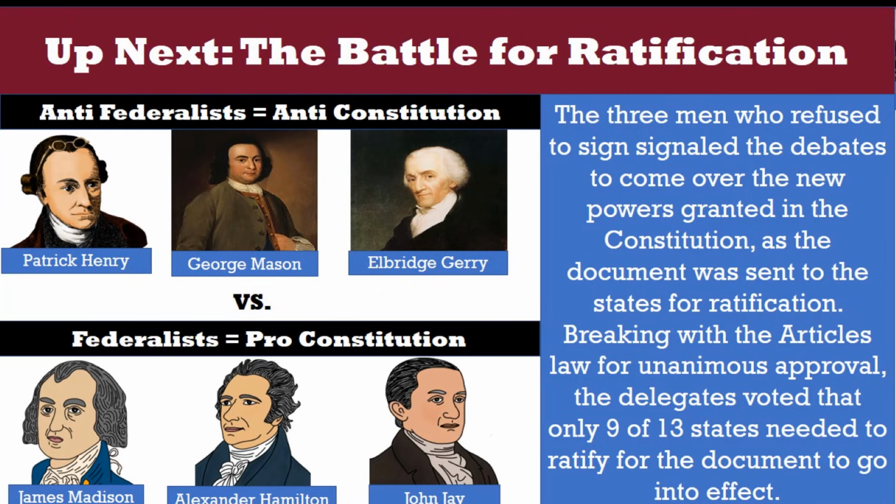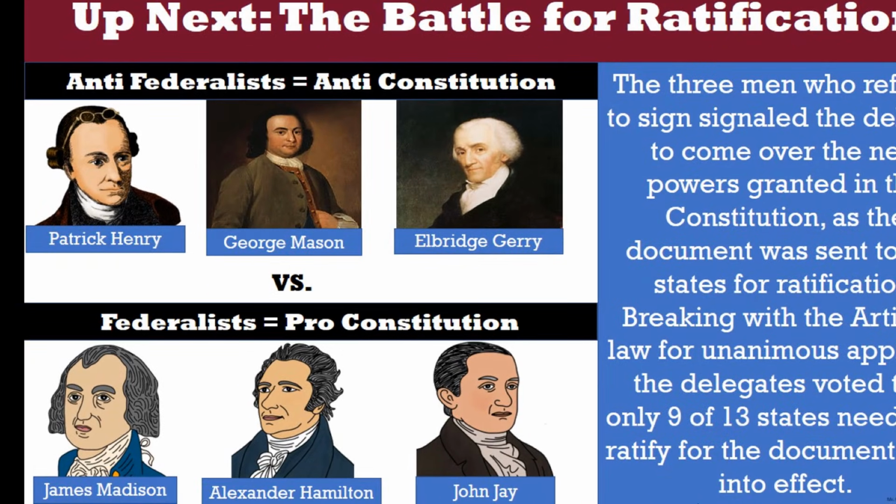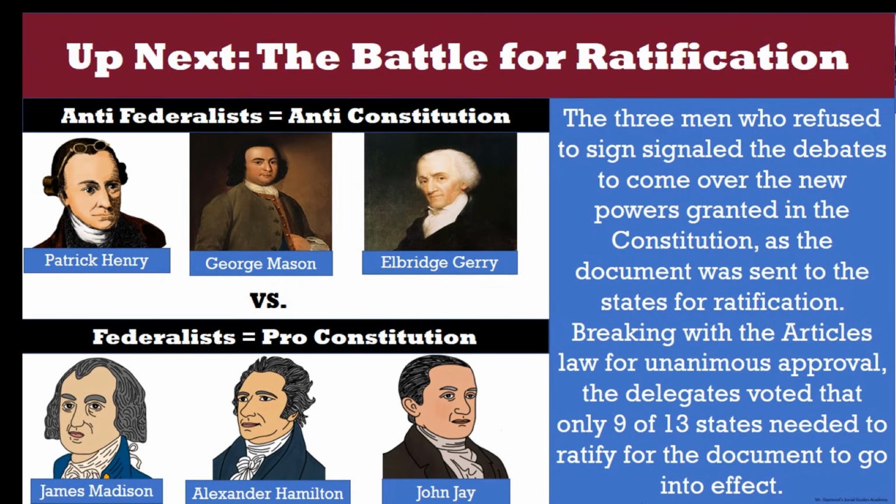Breaking the Articles' law for unanimous approval, the delegates voted that only 9 of 13 states needed to ratify the document to go into effect. But passage of the Constitution would definitely result in a struggle and would create America's first 2 political parties, the Federalist and the Anti-Federalist, which is where we will pick up next time. But before we do, let's review.